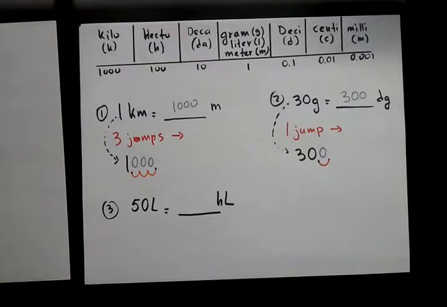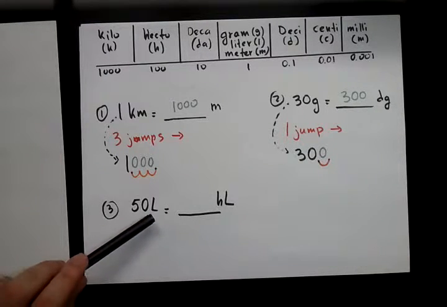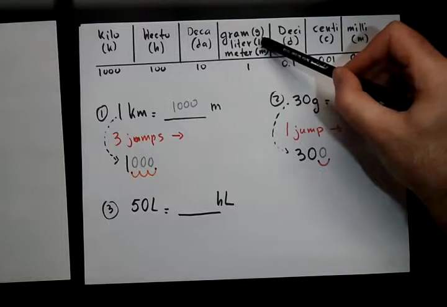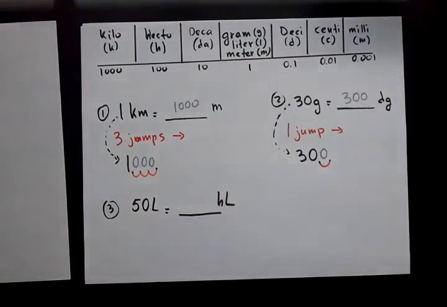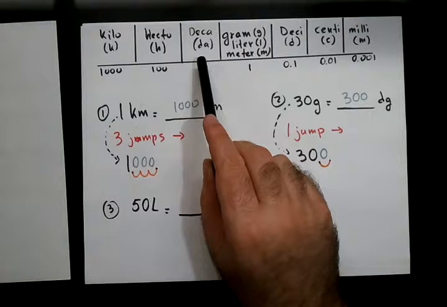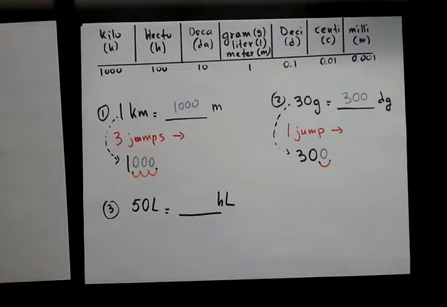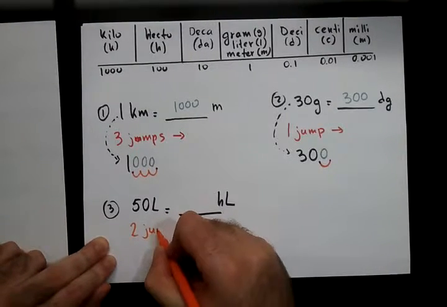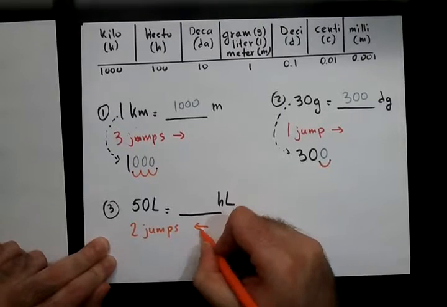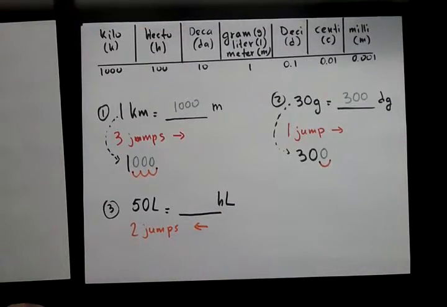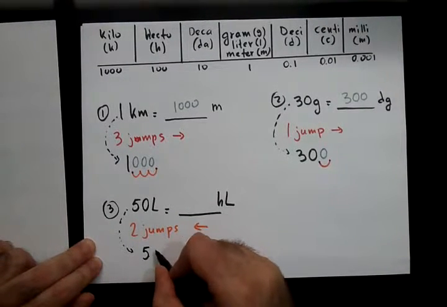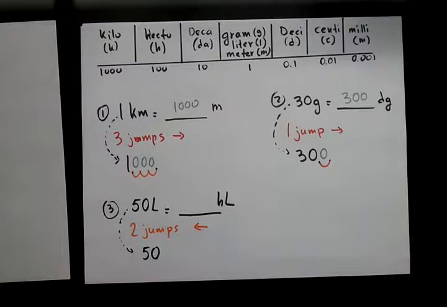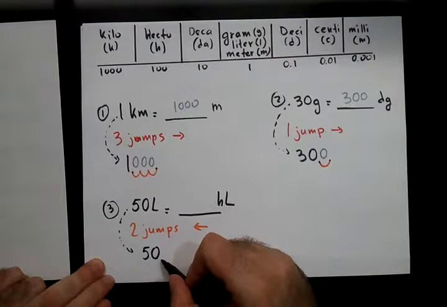Hectoliters. So the first thing we want to do is locate our starting point, the liter, right here. And then we look at the hecto prefix, the H, right here. How many jumps did that take us? 1, 2. And which direction do we go? We went to the left. So we're going to say 2 jumps in the left direction. Then I'm going to go ahead and rewrite this number here. And I'm going to locate the decimal, which is right here.